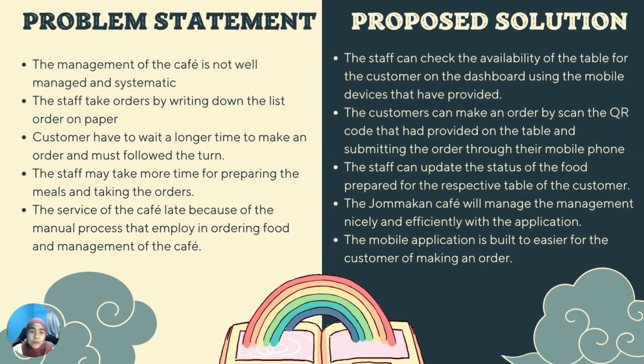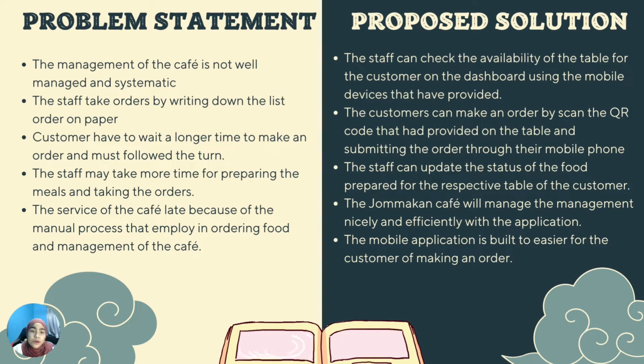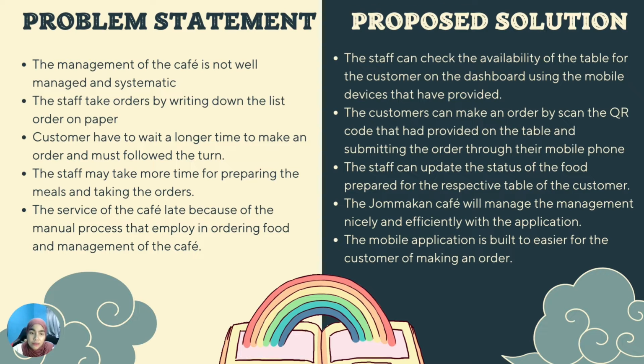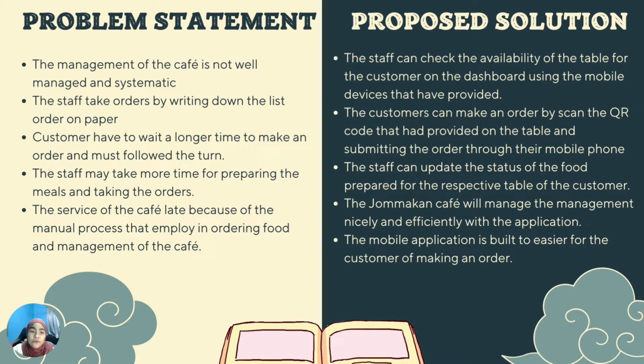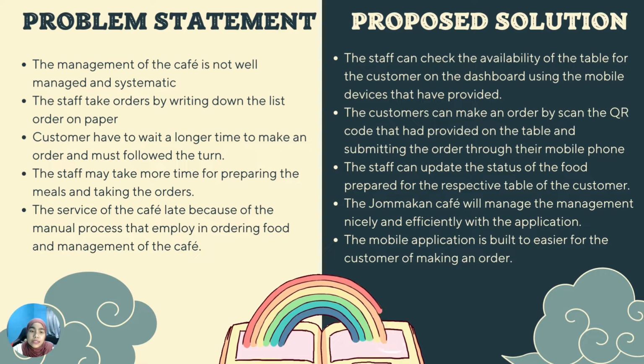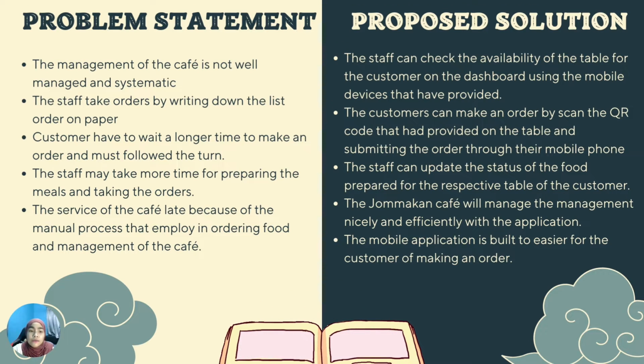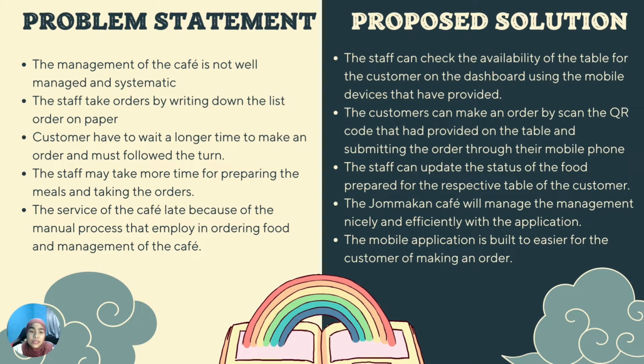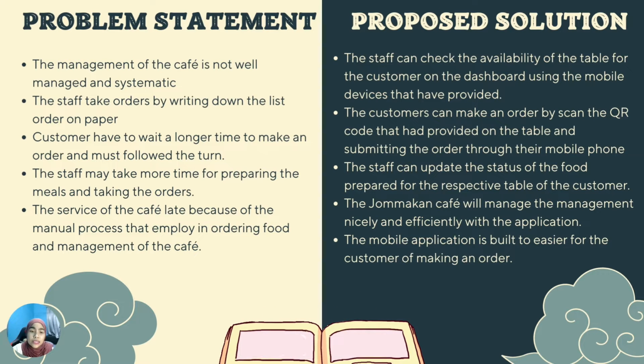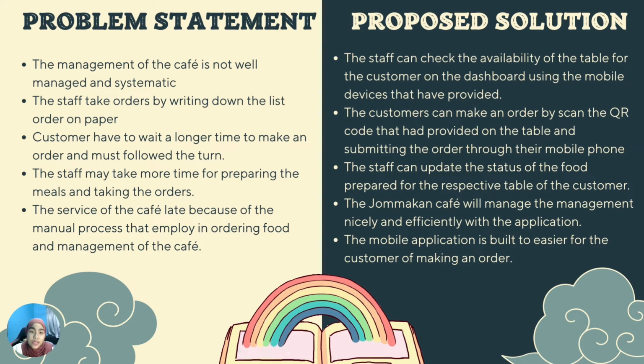Okay, for the problem statement, first, the management of the cafe is not well managed and systematic. Second, the staff take orders by writing down the list of orders on paper. Third, the customer has to wait a longer time to make an order and must follow the turn. Fourth, the staff may take more time preparing the meals and taking the orders. Last but not least, the service of the cafe is late because of the manual process employed in ordering food and management of the cafe.